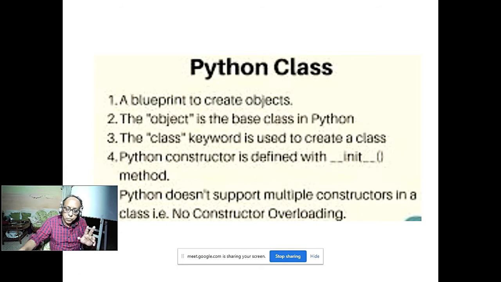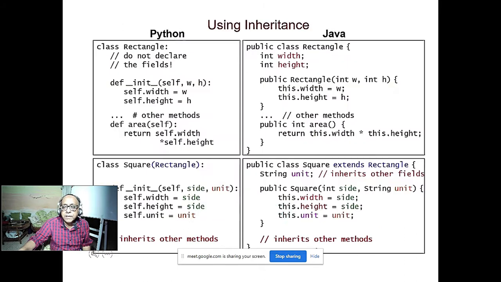Python is more readable and simpler that way. This is another example of Python and Java code. This is the Java code, and the same in Python. See here, public; in Python everything is public.